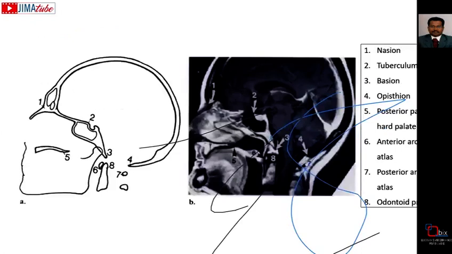So this picture shows the various parts which are important for drawing the lines, like opisthion, posterior part of the hard palate, anterior arch of the atlas, and posterior arch of the atlas, and the odontoid process.